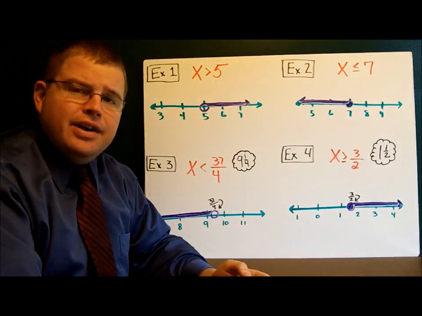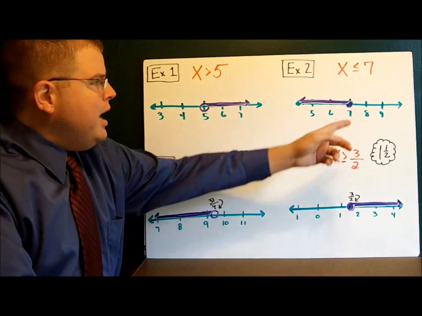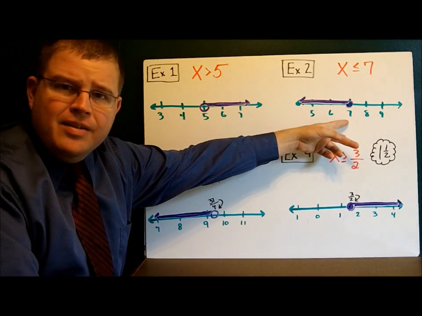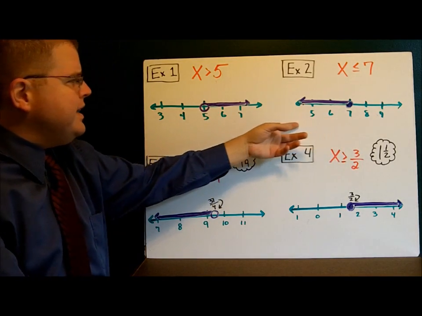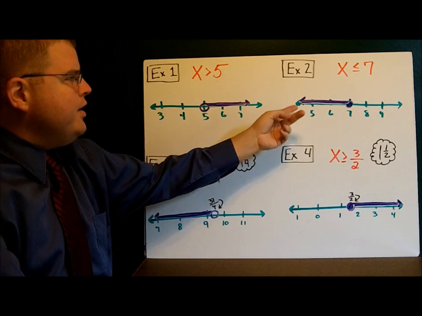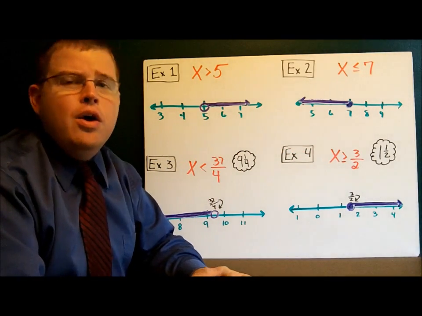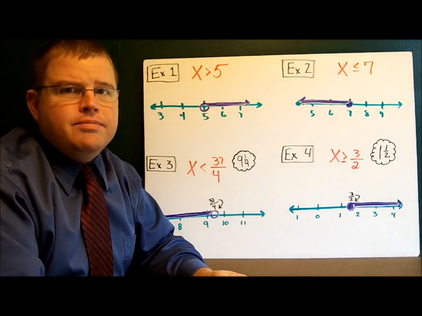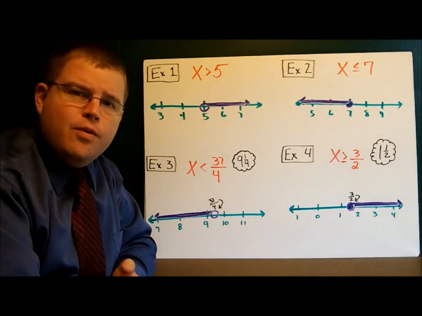On example 2, it says less than or equal to 7. So x is less than or equal to 7, which means because it can be equal to 7, I'll put a closed circle on the 7, and less than goes this way. And so I shade in the number line going this way. You should always shade in so it's dark enough so that a reader can see your shading, or use another color.